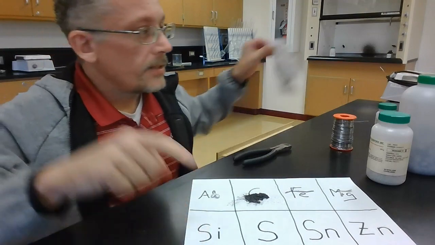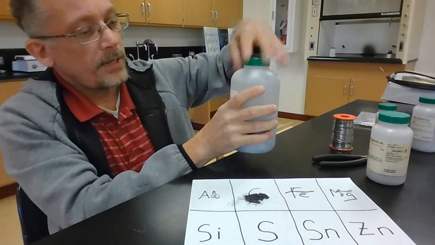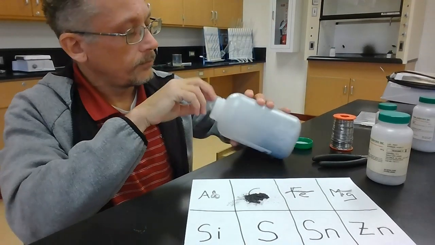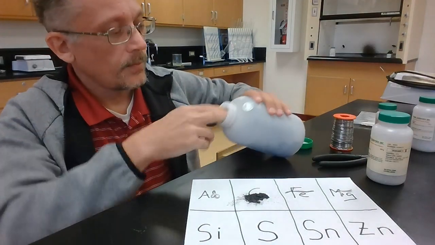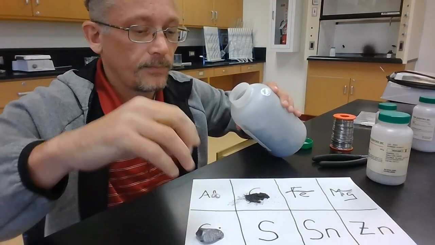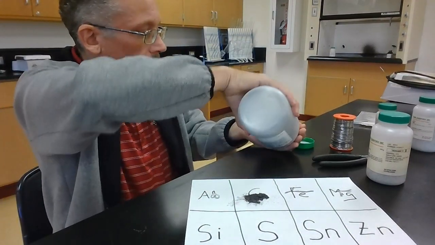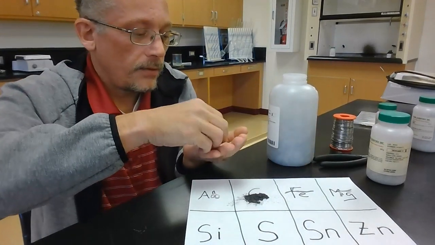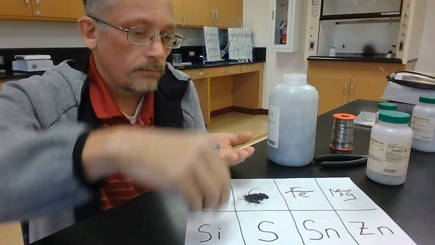What do we got next? Silicon. Here I have my silicon. Get a couple of pieces of silicon. Silicon, you can see it kind of looks like a shiny rock. I want some smaller pieces. Yeah, I'm just going to take 2 fairly small pieces of silicon.